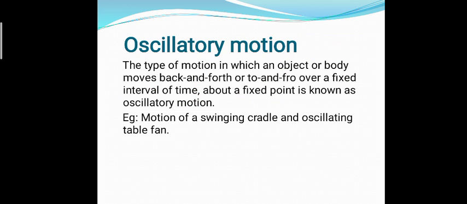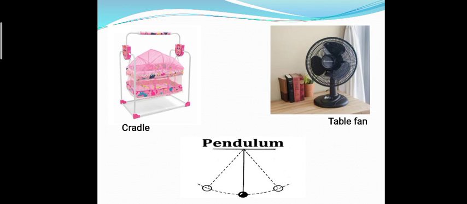Now we will discuss oscillatory motion. The type of motion in which an object or body moves back and forth or to and fro over a fixed interval of time about a fixed point is known as oscillatory motion. Examples of oscillatory motion are motion of a swinging cradle and an oscillating table fan. Students, you can see the pictures of the objects which are showing oscillatory motion here. The first picture is showing a cradle, second is a table fan, and third one is a pendulum. So all three are showing oscillatory motion, which is also known as to and fro or back and forth motion.